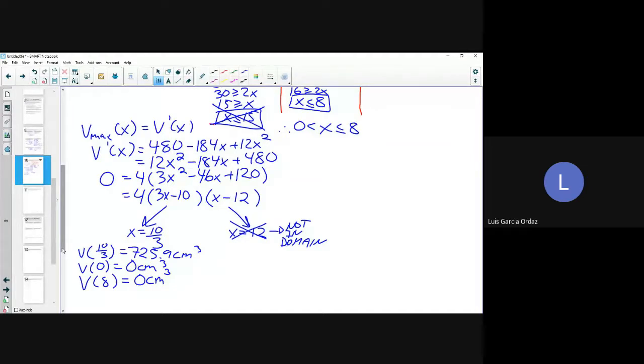Which means that my squares, so therefore the squares should be 10 over 3 centimeters by 10 over 3 centimeters.